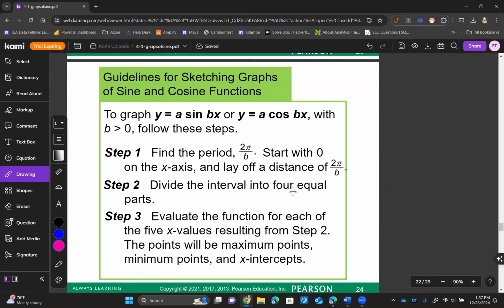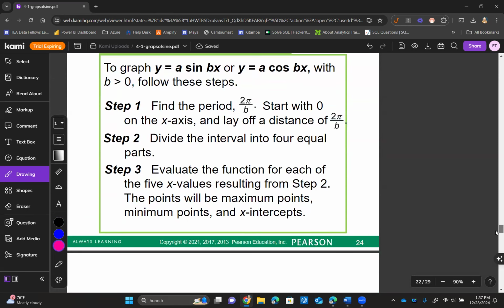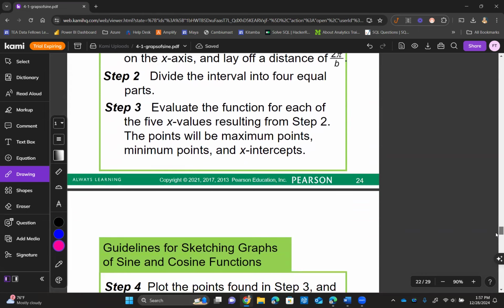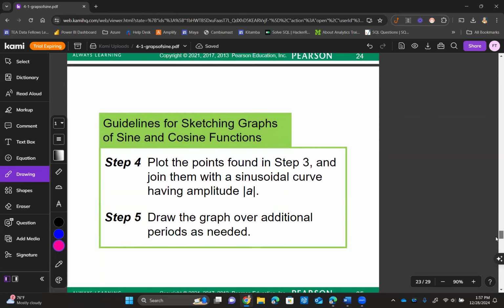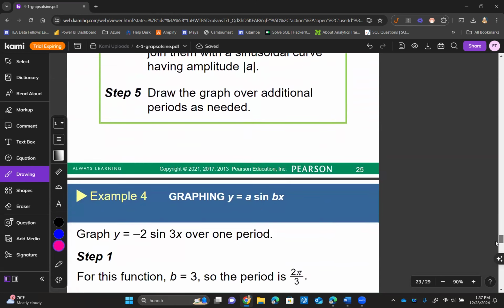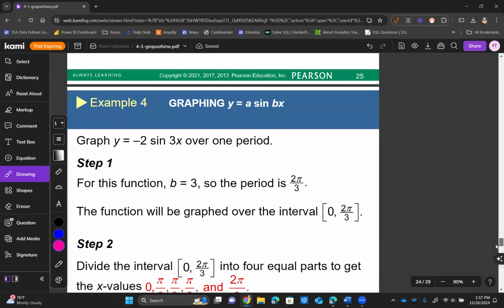And then you're going to divide the interval into 4 equal parts. You're going to evaluate the function for each of the 5 x values resulting from step 2. And you're going to find your maximum point and minimum point to calculate your amplitude. And then you're going to graph the points over the period.